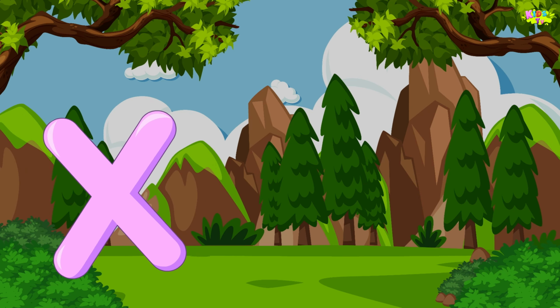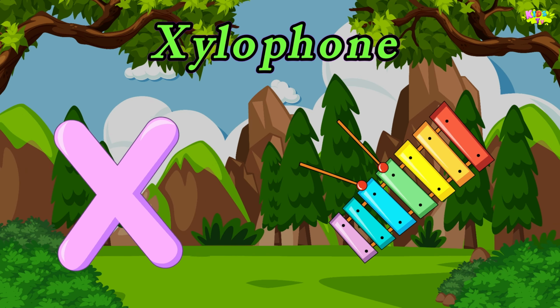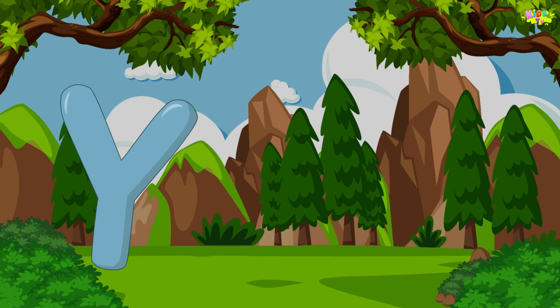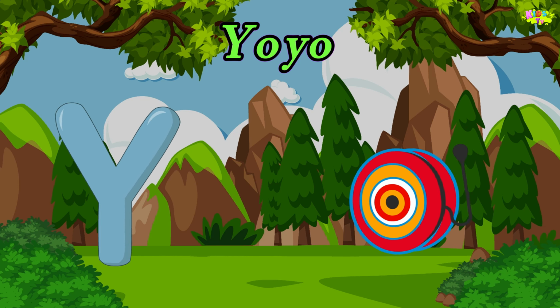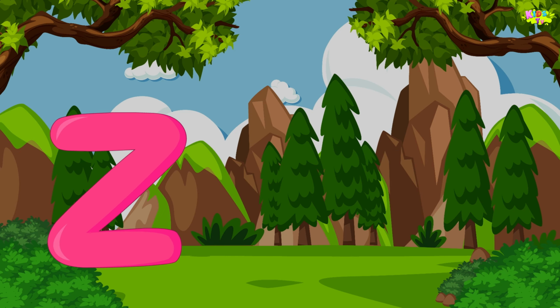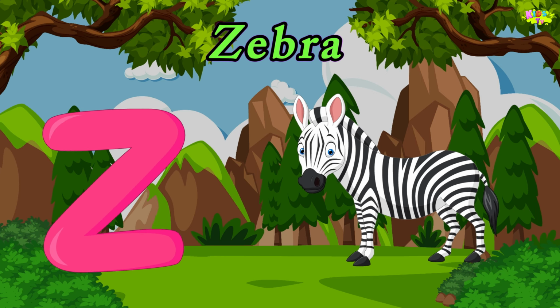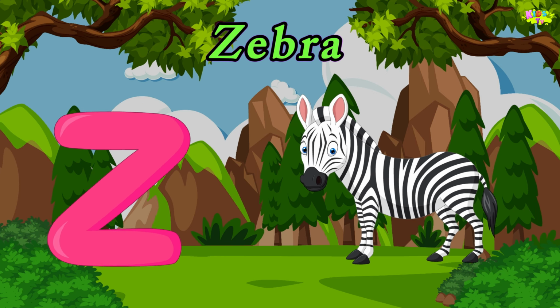X is for xylophone. X, xylophone. Y is for yo-yo. Yay, yay, yo-yo. Z is for zebra. Z, Z, zebra.